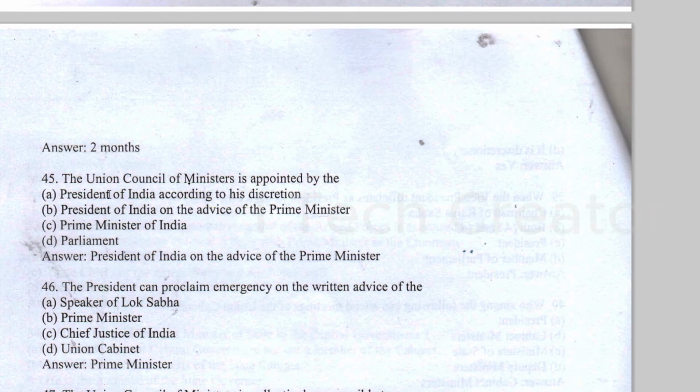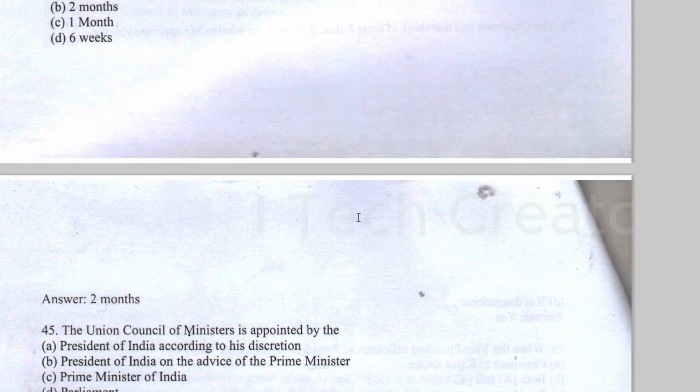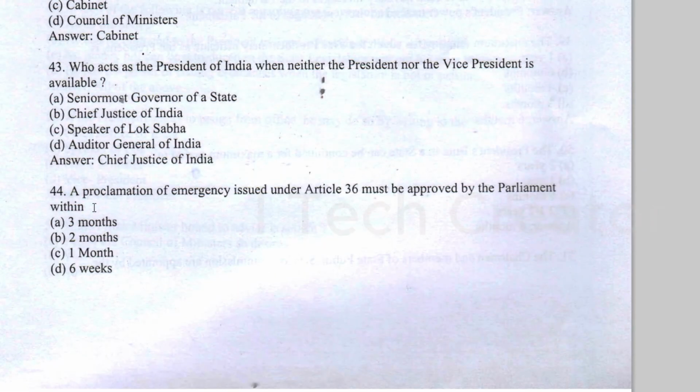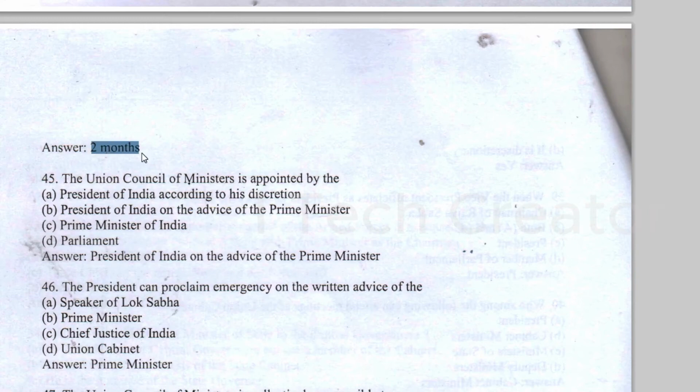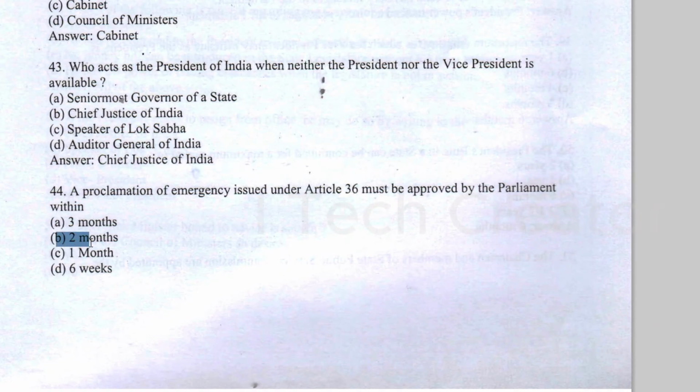The Union Council of Ministers is appointed by the President of India on the advice of the Prime Minister. Yes. A proclamation of emergency issued under Article 352 must be approved by the Parliament within 2 months. Within 2 months.